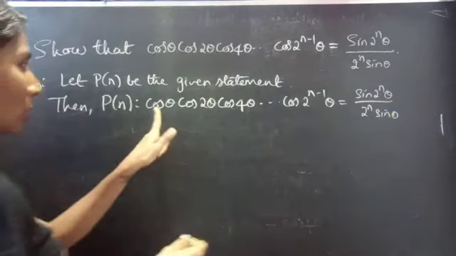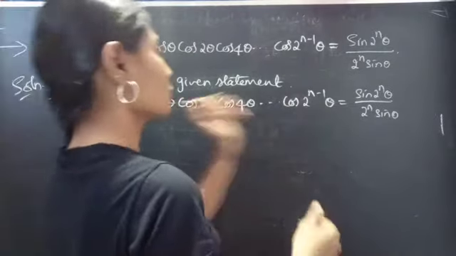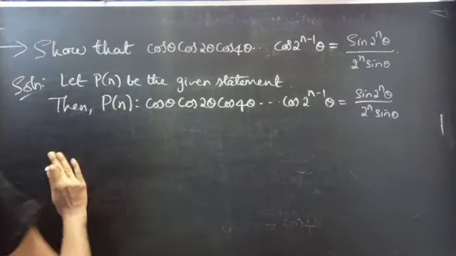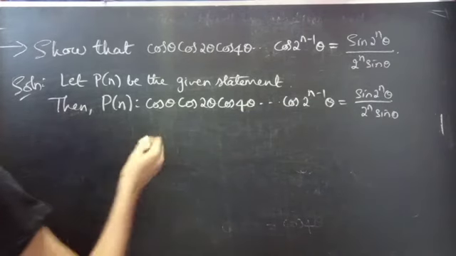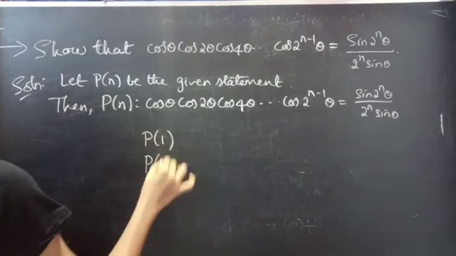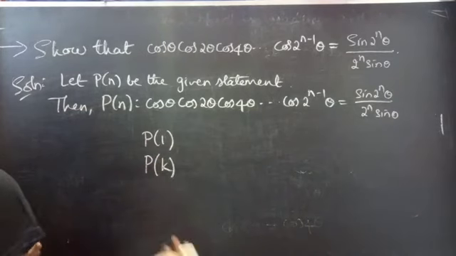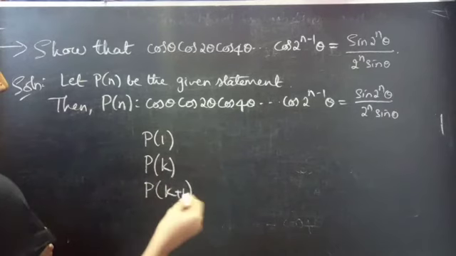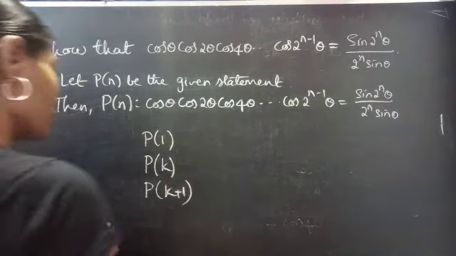So we are given a product of n terms in the LHS, right? Here we have to prove that the statement is true for n equals 1, and we'll assume that the statement is true for n equals k, and finally we'll prove that the statement is true for k plus 1, that is for n equals k plus 1, right?